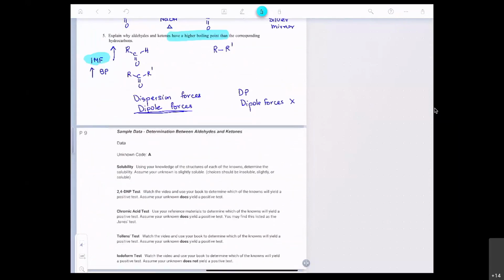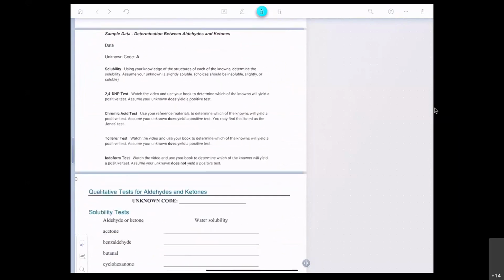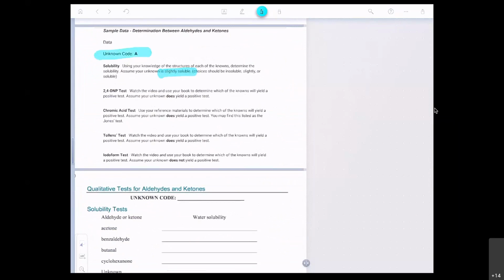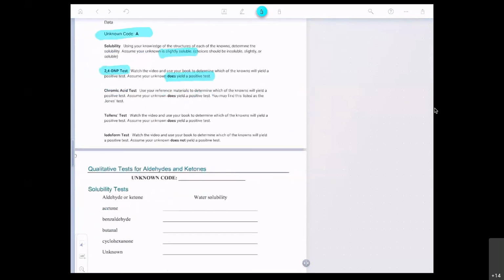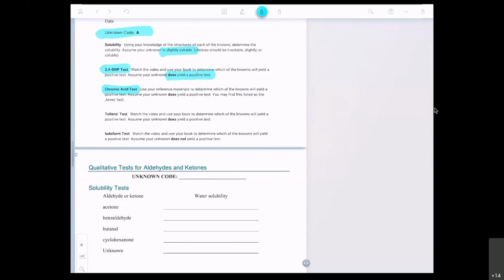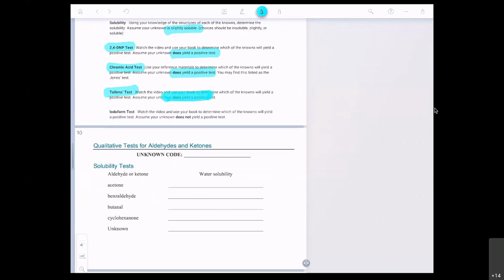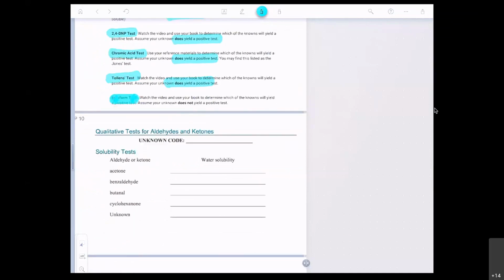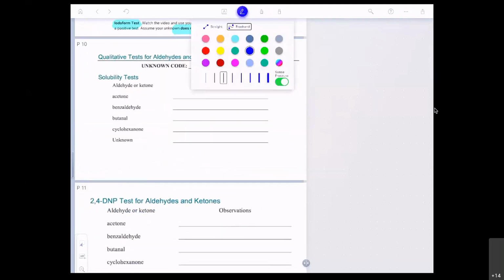Now this, everybody gets the same unknown code. You're told that your compound is slightly soluble. 2,4-DNP, it does give a positive test, which means it's an aldehyde or ketone. Chromic acid, it does give a positive test, so you have to find out whether it's an aldehyde or ketone. Tollens gives you a positive test. Iodoform does not give you a positive test, okay? With these in mind, you're going to complete these questions here.